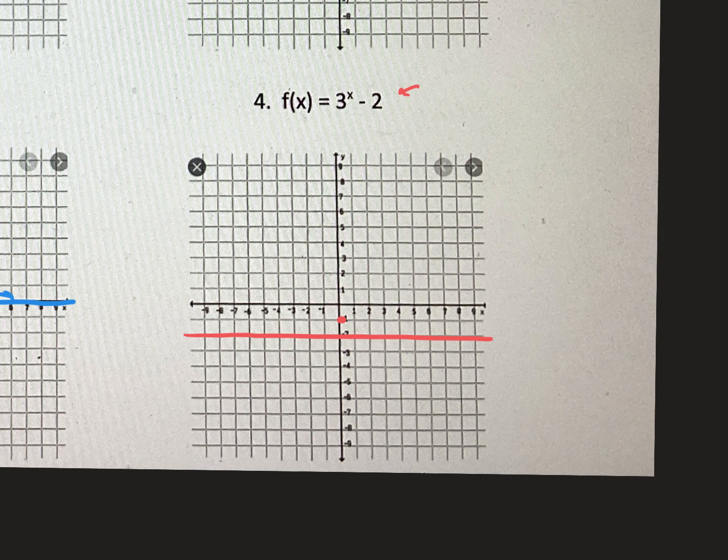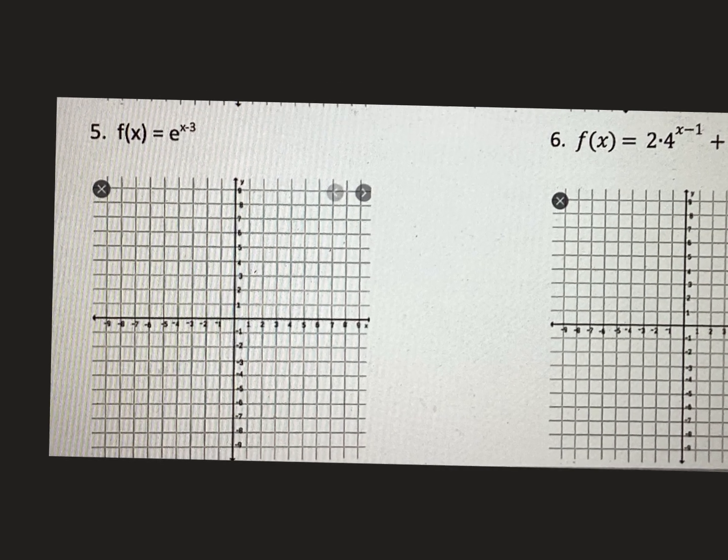I'm going to go 1 to the right. If I plug in 1 for x right there, I get 3 minus 2, which is 1, by the way. So if I plug in 1, I got 1. Need to see the 2 points, connect them. Got it. 5 and 6, more the same.